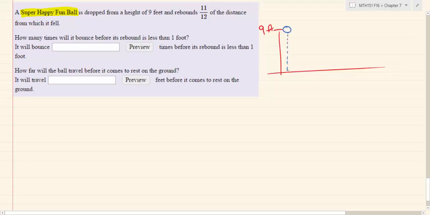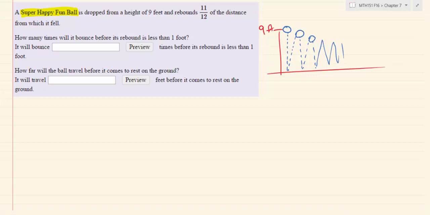travel down, and then it's going to rebound back up at a certain height, and then it'll travel down and rebound back up again at a certain height, and go down again and again and again like this. And the idea is that every time it rebounds, it returns to a height that is 11/12 of the previous height.